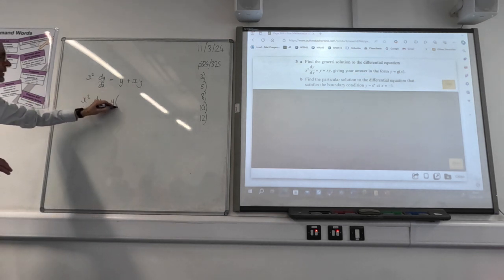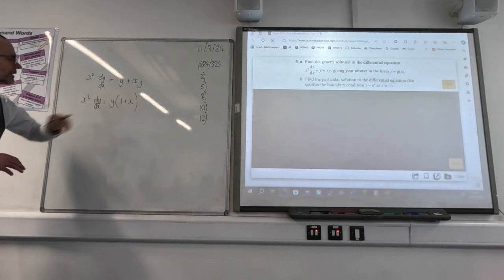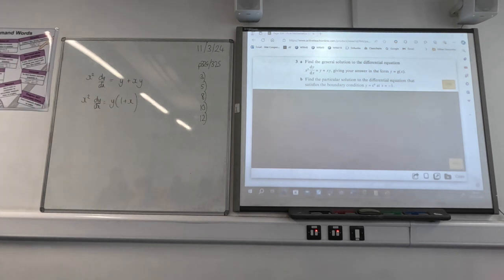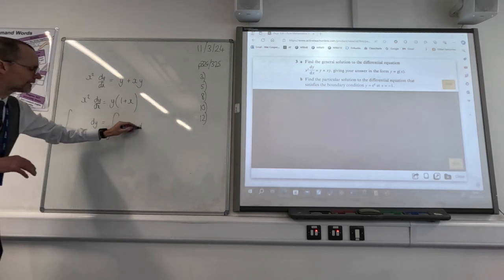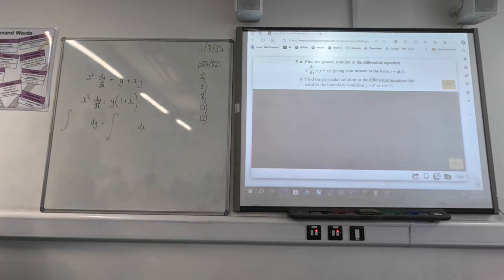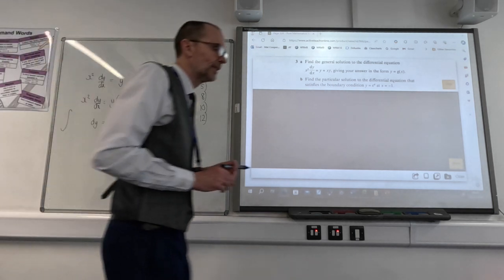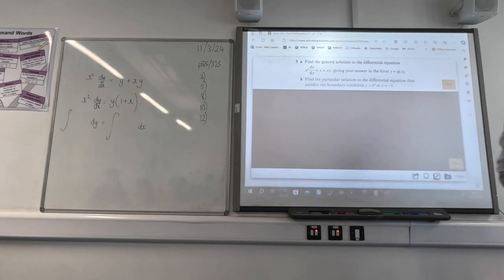I firstly want to do that. And that then allows me to separate my variables. So I've got all the y's on this side and all the x's on that side. Again, I'll just give you a second to see if you can puzzle that one out. This is quite a nice question because of what the x ends up as.